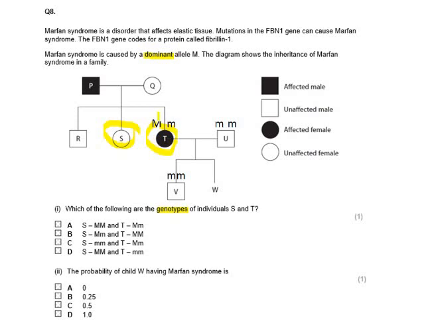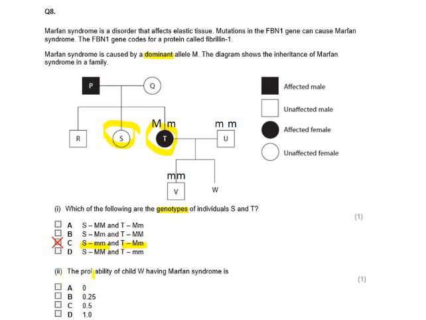Now that gives us the genotype of this person, and the genotype of person S will be similar to these individuals here. If they do not have the disease, then they must be homozygous recessive. And that leaves us with S being mm and T being big M, small m. So the answer is C.